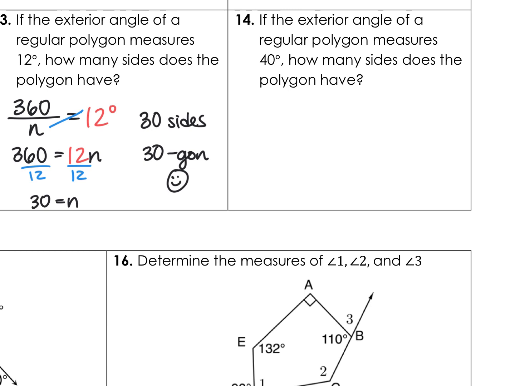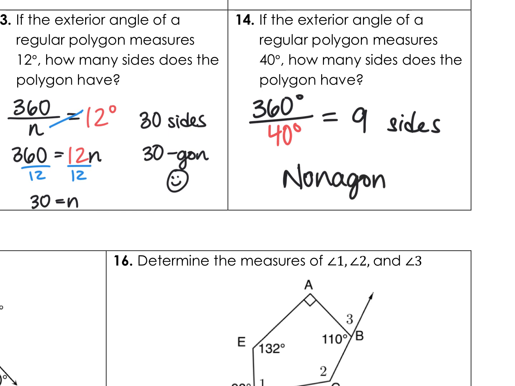All right, you do 360, and if you want to write the equation, you can. But if I have 360 degrees and each angle is 40 degrees, I can just divide by 40, and I get how many sides? 9. 9 sides. Let's write the name of that. What is it called? Nonagon.